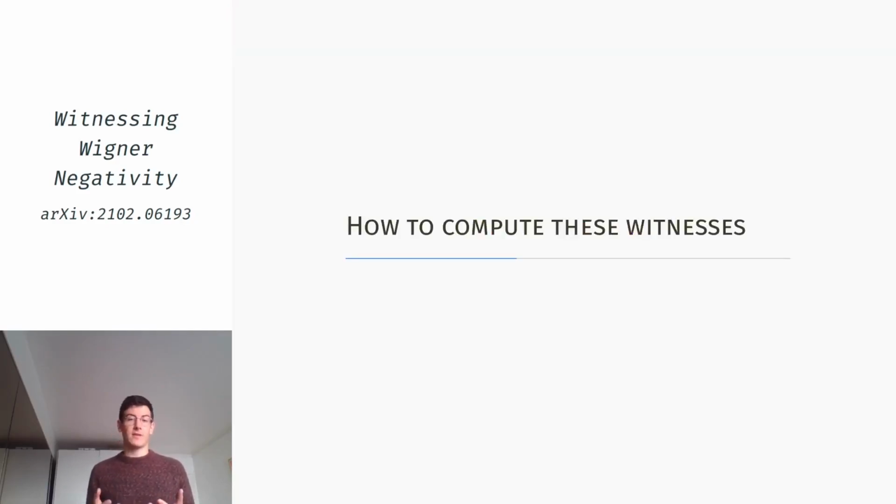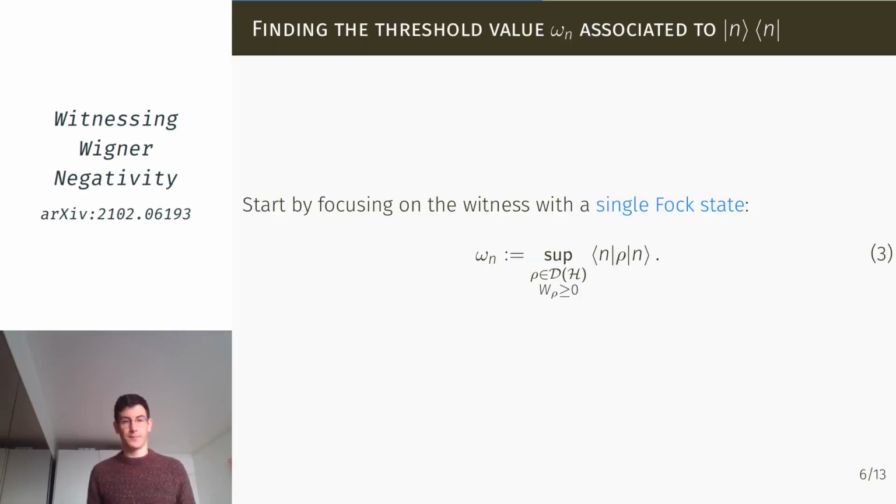But now, the main question: how do we actually compute the threshold value associated to these witnesses? So first, to make it more simple, we try to focus on witnesses with a single Fock state, so just the witness associated to |n⟩⟨n|. And you can easily generalize the result which will follow just by linearity if you want. So what we want to compute is this: the fidelity with the Fock state n of a quantum state rho which is Wigner positive.